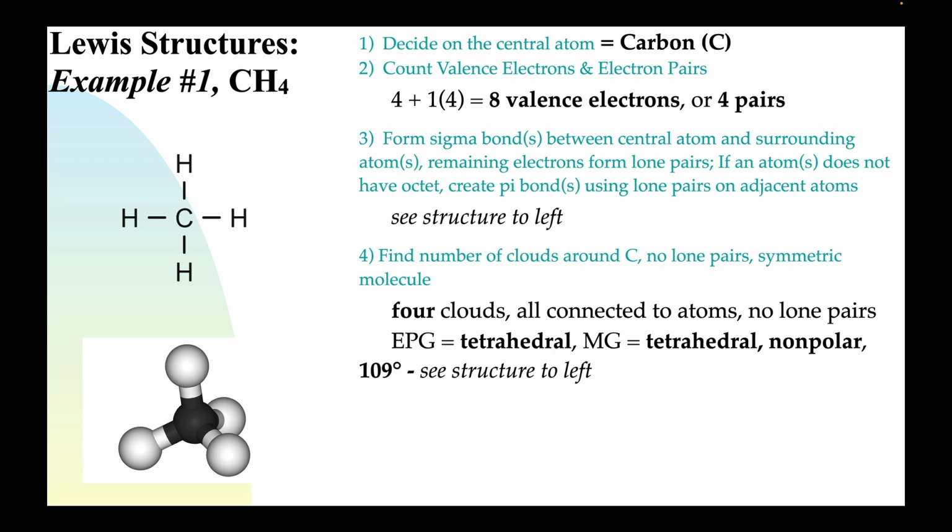And then when we interpret this, there are 4 clouds around the carbon. Those 4 bonds to hydrogen are each called a bonding cloud. And there are no lone pair clouds, i.e. the carbon doesn't have any lone pairs. So if you look in that thing, its EPG is tetrahedral, the MG is tetrahedral, MG molecular geometry, EPG electron pair geometry. The bond angle is 109, and as we talked about, the molecule is symmetric.